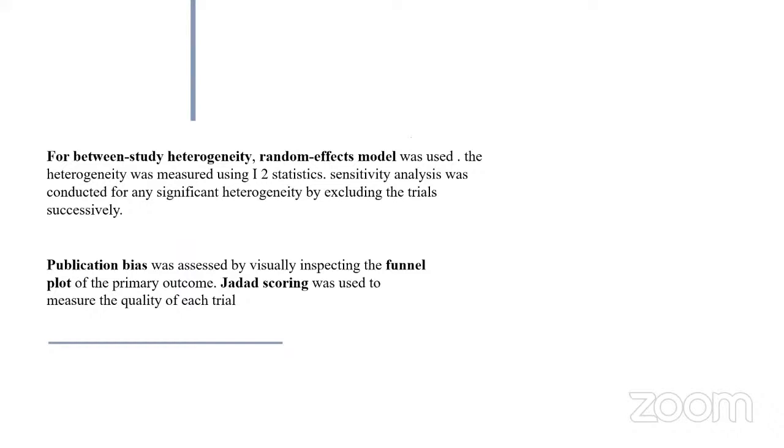For between-study heterogeneity, the random effect model was used, and the heterogeneity was measured using the I-squared statistic. Sensitivity analysis was conducted for any significant heterogeneity by excluding the trials successively. And publication bias was assessed by visually inspecting the funnel plot of the primary outcome, and the Jadad score was used to measure the quality of each trial.